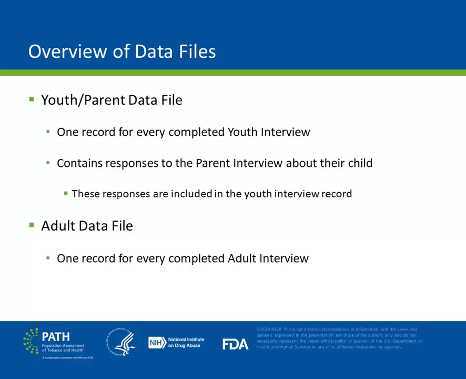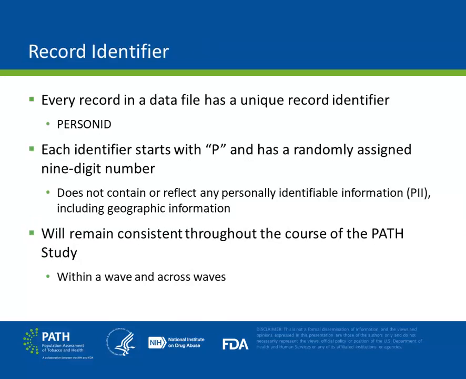Each row in the adult data file corresponds to one adult who completed the adult interview. Every record in a data file has a unique record identifier called Person ID. Each identifier starts with P and has a randomly assigned 9-digit number. The Person ID does not contain or reflect any personally identifiable information, or PII, including geographic information. The Person ID for a given respondent will remain consistent throughout the course of the PATH study, both within and across waves.